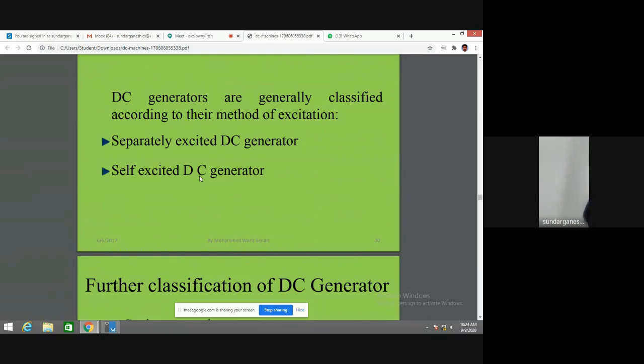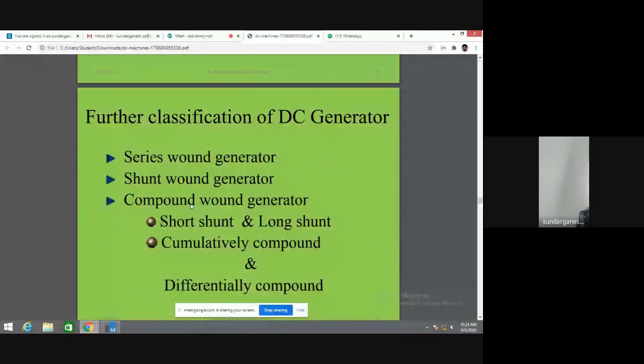So in the connection basis, you have three types: series, shunt and compound. The compound has two types: short shunt and long shunt. Similarly, cumulative and differential compound generators.